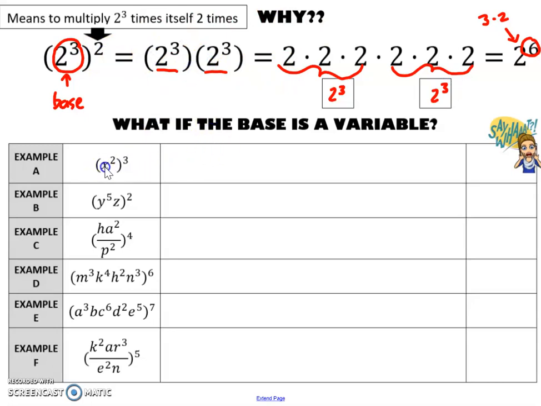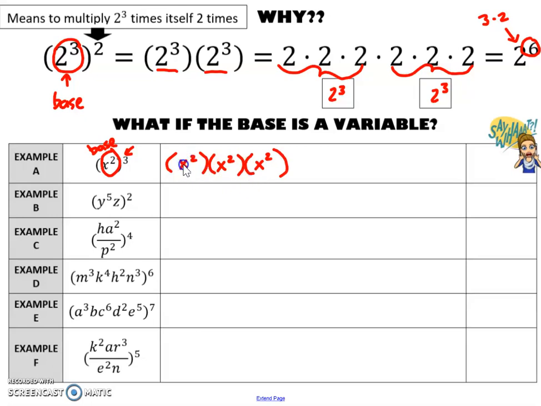All right, so let's try this. Our first example, A, is x squared to the third power. Let's go with the expansion first. Let's just prove it. So x squared is our base, and this is how many times to multiply it times itself. So x squared times itself 3 times.